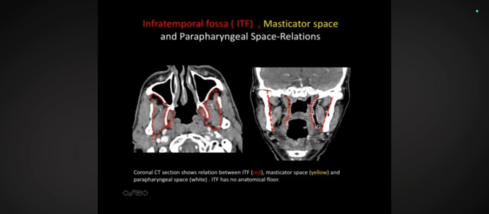This is the maxillary antrum. This is the fat in the retroantral space. So whatever was there in that area we included, and we formed the infratemporal fossa.